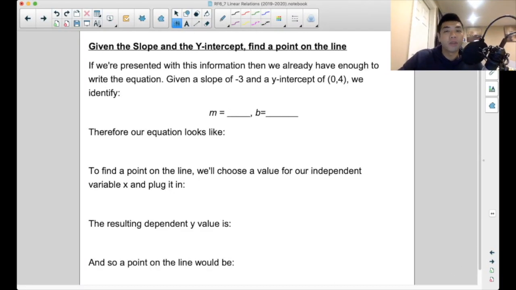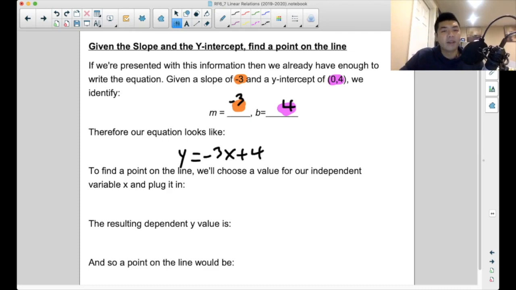So now we're given our third situation where we have the slope and we have a y-intercept, and we need to find another point on the line. So in this scenario, if we're given an example where our slope is -3 and our y-intercept is at 0, 4, that means that we'll end up having an m value of -3, and our b value is 4. Right away, we know that our equation is going to end up being y is equal to -3x plus 4.